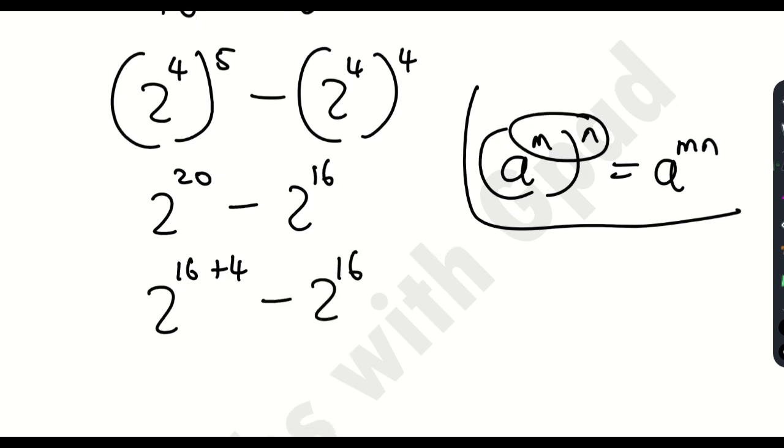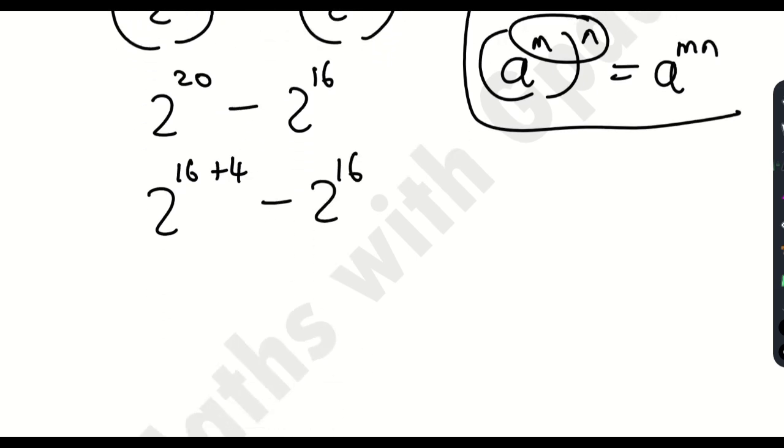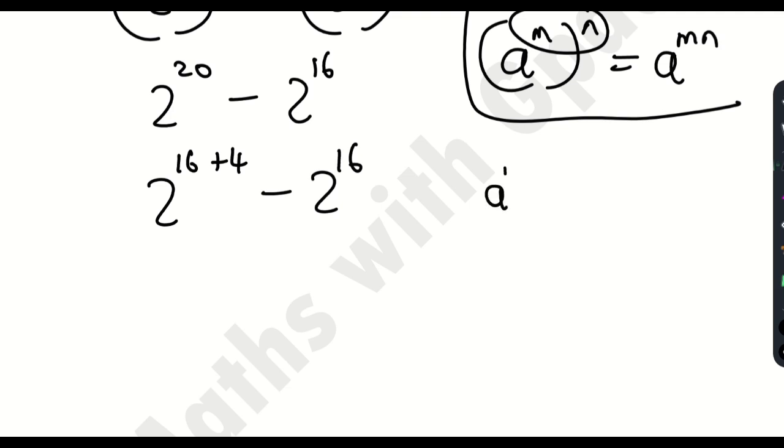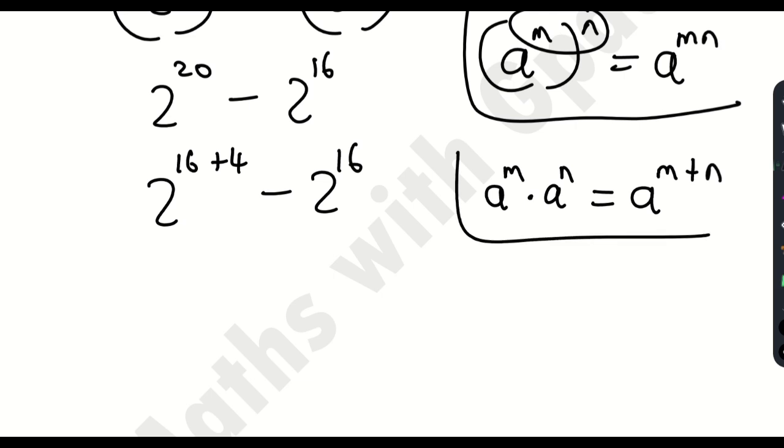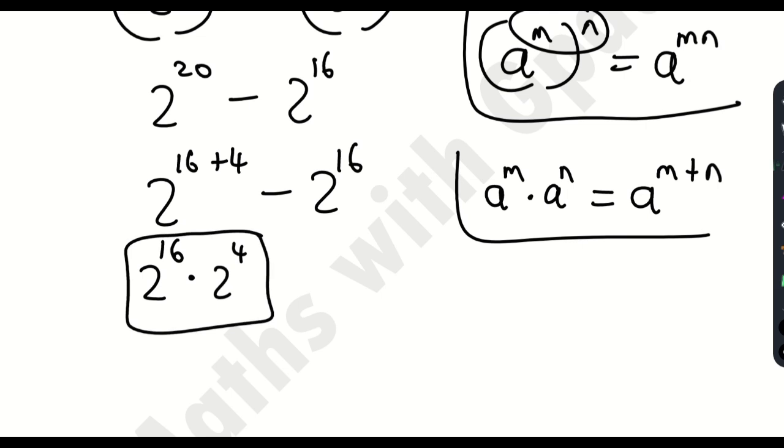16. From one of the laws of indices again, if you have a raised to the power m times a raised to the power n, this is the product rule, you have a raised to the power m plus n. So that's what I will do here. I'm going to rewrite this as what? 2 raised to the power 16 times, see, from this place here now, times what? 2 raised to the power 4. If you apply the product rule here, it will give you back what? This. So then minus 2 raised to the power 16.